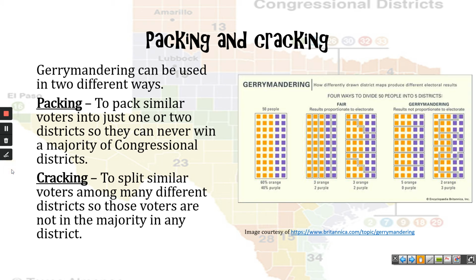All right, so understand those 2 terms. Packing is when you try to lessen a group's power by shoving all of them into 1 district, letting them win that district, but then lose all the surrounding districts. Cracking is when you try to spread out their power among such varied geographic regions that they never have power in any one particular region.